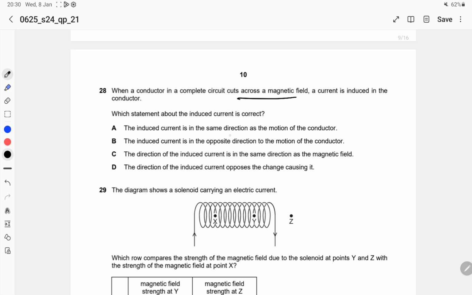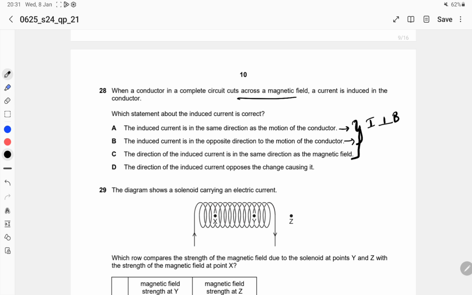The induced current is in the same direction as the motion. Ouch. As per Lenz's law, this cannot be the answer. The induced current is in the opposite direction as that of the motion. Now, as per Lenz's law, even this cannot be the answer because your current is perpendicular to magnetic field. The direction of induced current is in the same direction. Like we said, these three are wrong because your current has to be perpendicular to magnetic field.